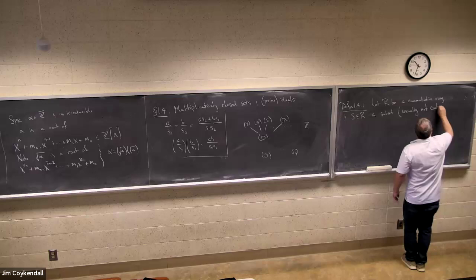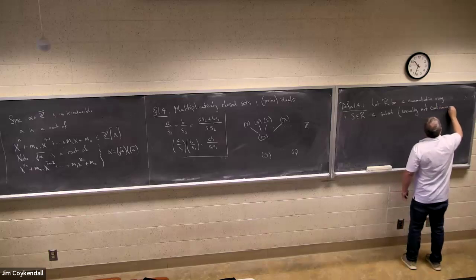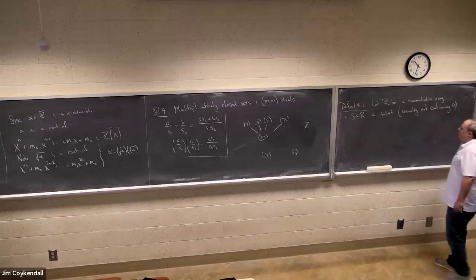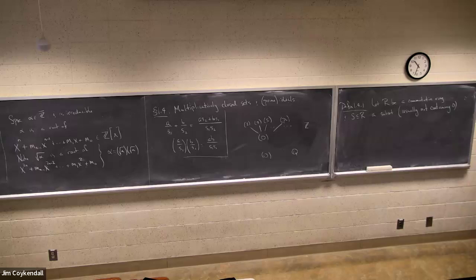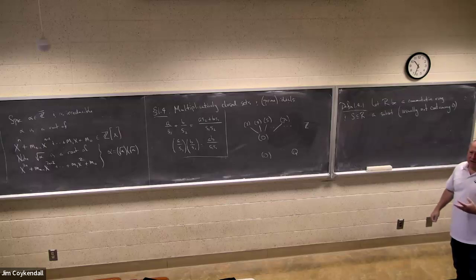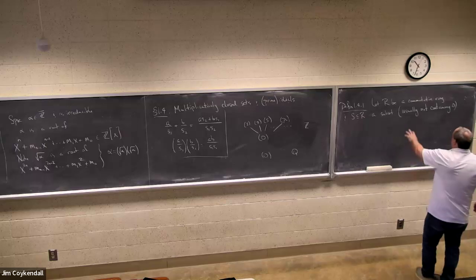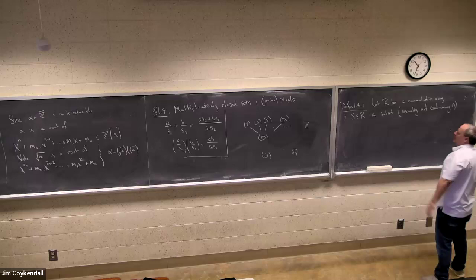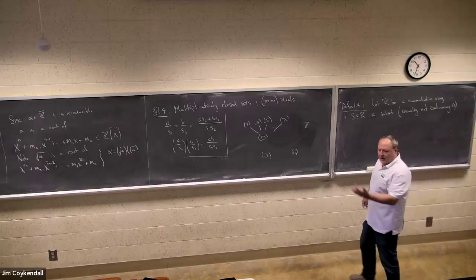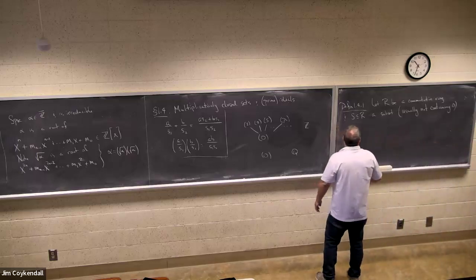You can take this as a default: I usually want my subset not to contain a single element. It turns out if you localize at a set that contains zero, you get the zero ring. You can certainly allow this, but it's just easier not to. So let S be some subset.